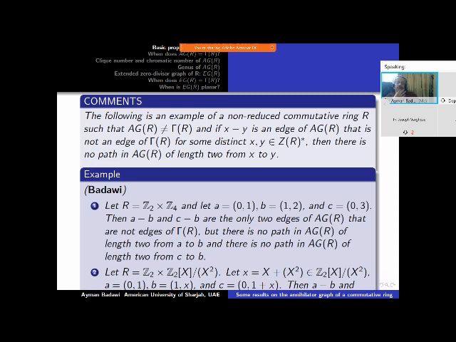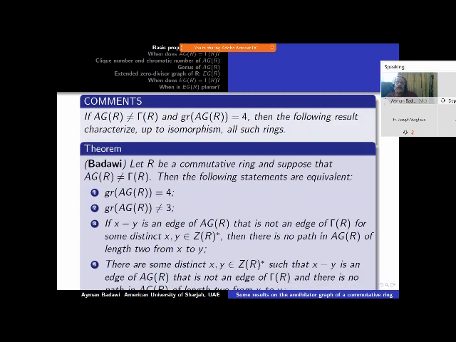All right. And here is another one. What if the annihilator graph is not the same as the zero divisor graph and the girth of the annihilator graph is 4? What can we say about the ring or the graph? So here is the result.